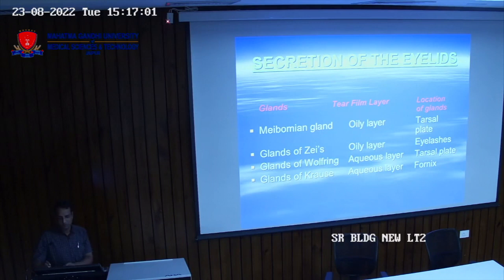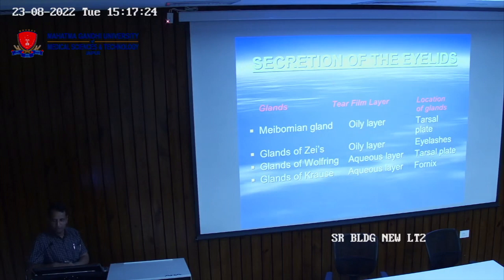So, the secretions of the eyelids come from different glands. Meibomian glands, oily layer, situated at the tarsal plate. Glands of Zeis, oily layer, at the base of the eyelashes. Glands of Wolfring and Krause, aqueous layer; Wolfring glands are situated at the tarsal plate, and Krause glands are at the fornix.